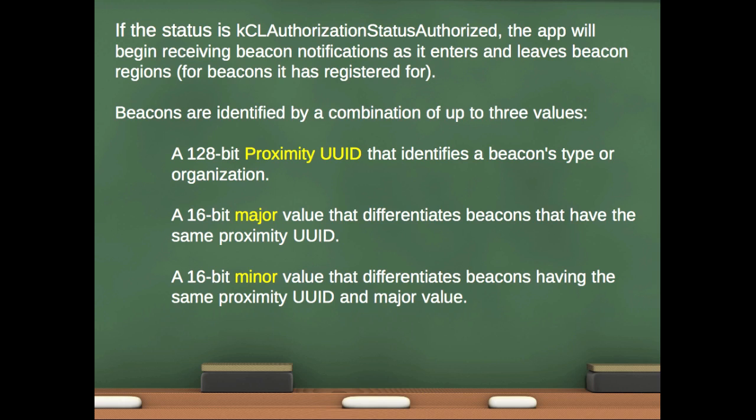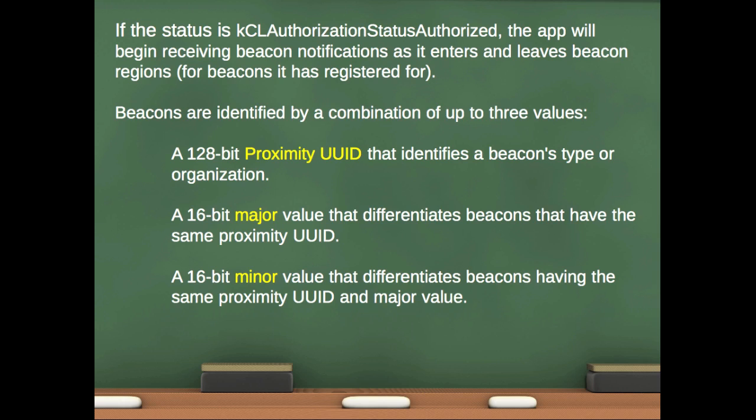So beacons themselves are identified by a combination of three values. There's a proximity ID, which is a universally unique identifier, and it's a 128-bit value, and it identifies the beacon's type or the organization for that beacon. Then there are major and minor values, and both of these are 16-bit values, and these differentiate beacons. So many beacons may have the same proximity UUID, but there could be a differentiator in the major value, and that would differentiate between beacons that have the same proximity ID. And then the minor value differentiates beacons having the same proximity UUID and major value. So these values are kind of hierarchical if you want to think of it that way.